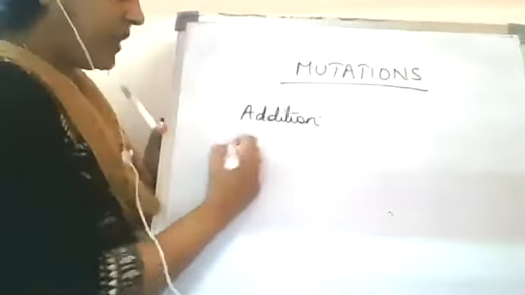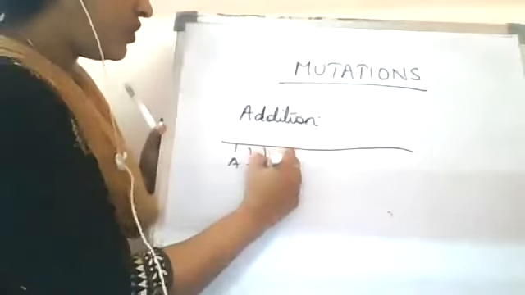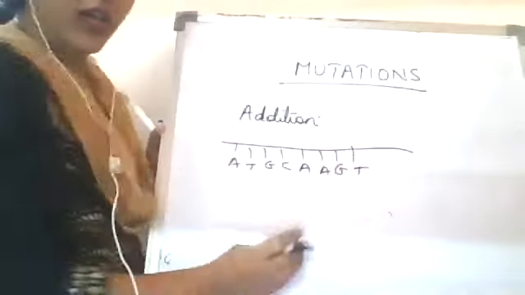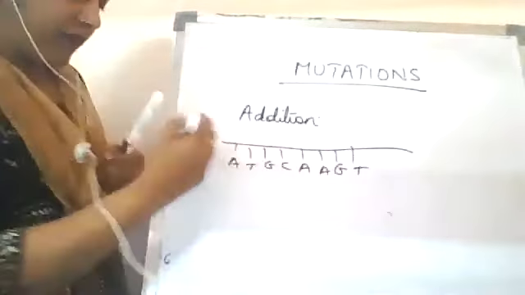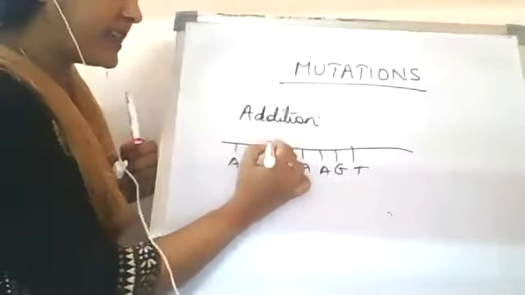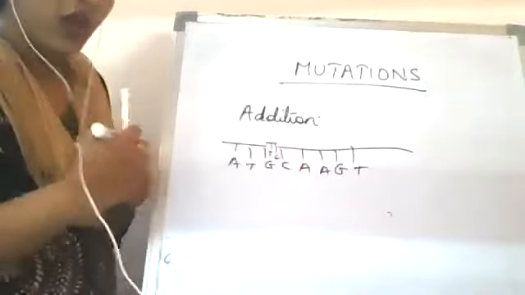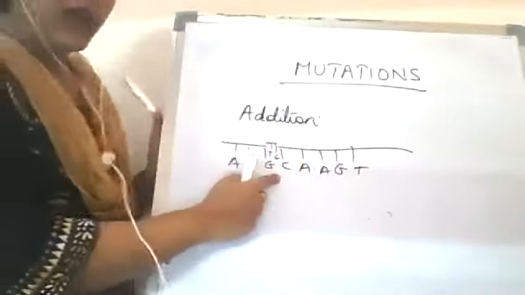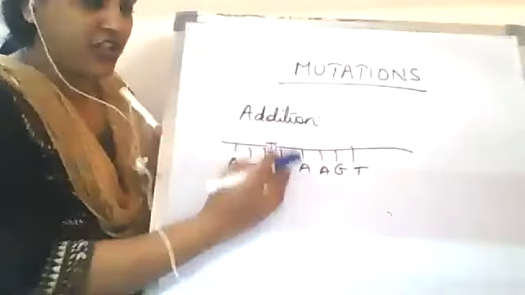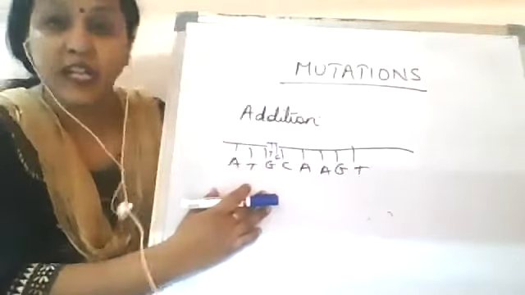For example, suppose I make a sequence of DNA here: A, T, G, C, A, G, T. And in between, a new base occurs, or two or three new bases, a new DNA strand comes and joins here, T comes here and G comes here. What will happen? An addition of DNA, or a new piece of DNA, gets attached in between or at the end. It will lead to a change in the reading pattern.